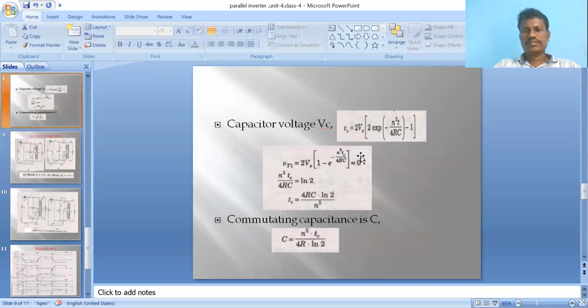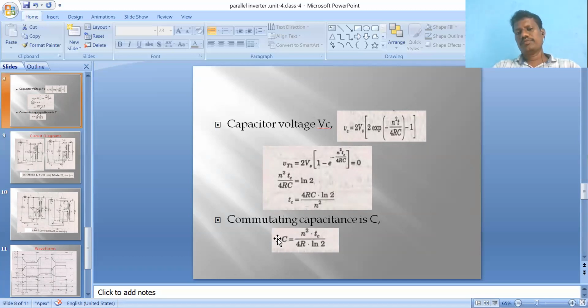Here the capacitor voltage formula is Vc equal to 2 Vs into (2 e power minus n square t by 4 Rc, minus 1). By equating the capacitor voltage to 0, we get the circuit turn-off time Tc equal to 4 Rc ln(2) by n square. Then the value of the commutating capacitance is C equal to n square Tc by 4 R ln 2. So by the value of capacitance we get the capacitor voltage.